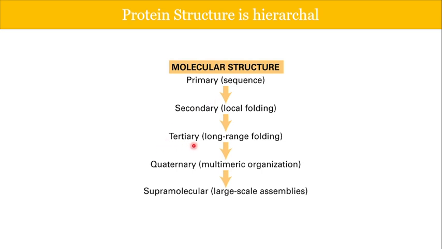After which we have the tertiary structure, which involves long-range folding effects, where two or three secondary structures form a domain, and these domains interact with each other via different bonds and other interactions. These tertiary structures can function independently, or if they have to work collaboratively, they form quaternary structures, which are important for multimeric organization, and these can go further and further to give supramolecular structures as well.